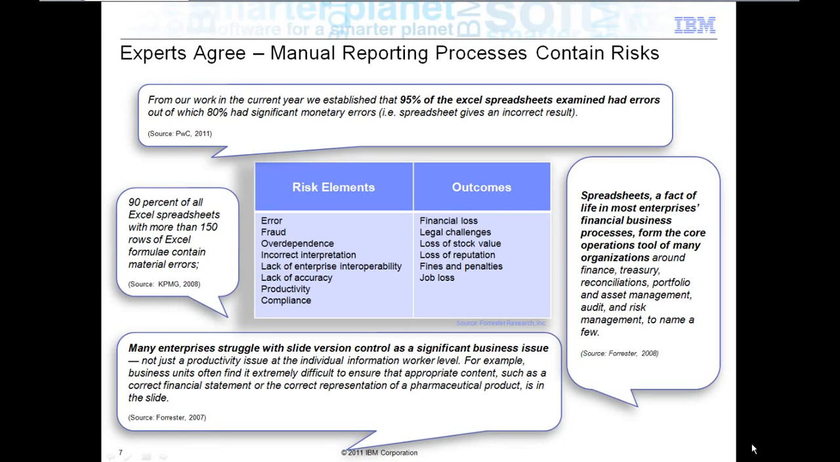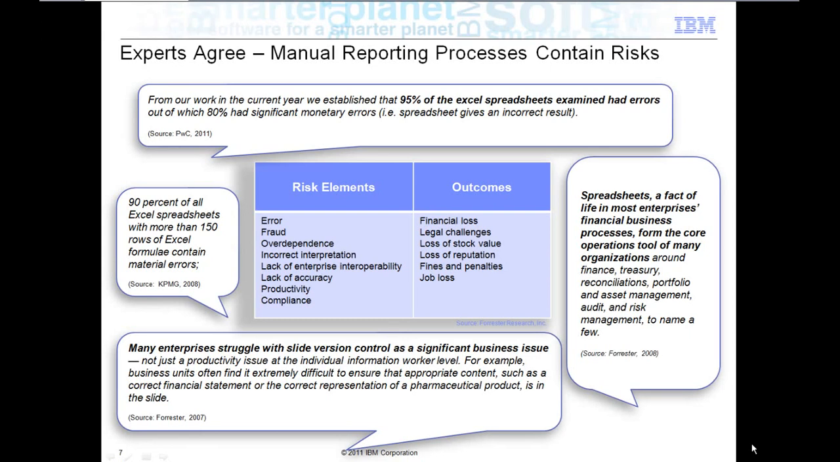Some of the outcomes also include financial loss, legal challenges, loss of stock value, loss of reputation, fines and penalties, and job loss perhaps. Here's a quote from one of the leading audit firms, PricewaterhouseCoopers, which stated in 2011, "From our work in the current year, we established that 95% of the Excel spreadsheets examined had errors, out of which 80% had significant monetary errors. The example being spreadsheet gives an incorrect result. This is going to have an impact on your XBRL filing. There are many things that need to be in order and many things as part of the process that need to be in place to be adequately able to address the XBRL mandate."